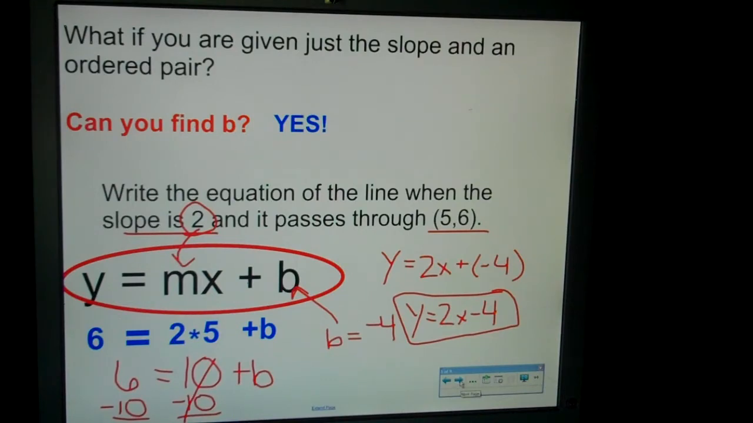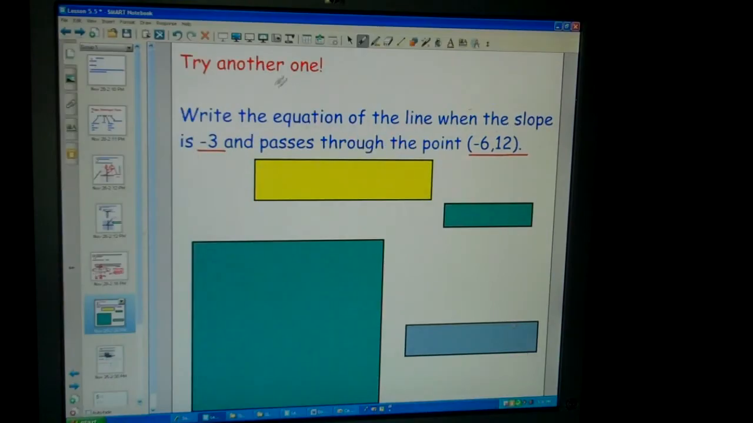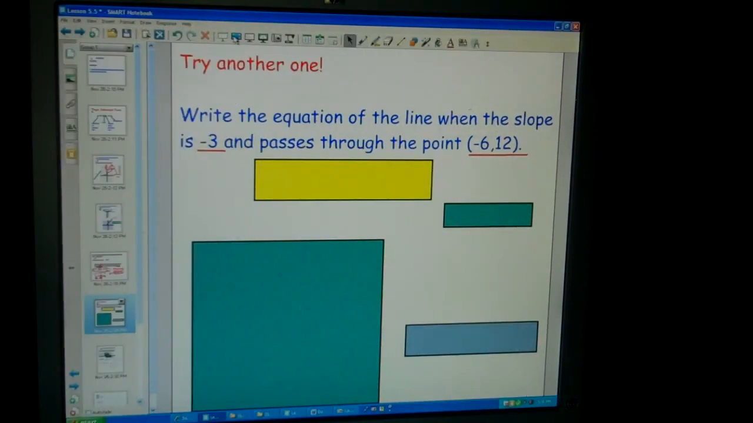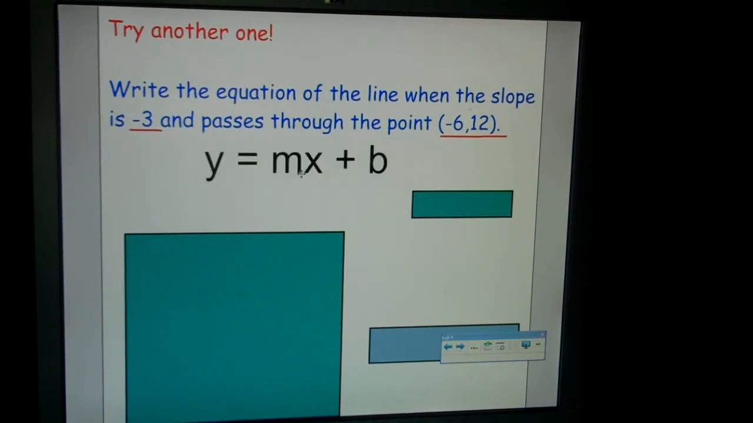We're going to do one more together. All right, here we go. Write the equation of the line when the slope is negative 3 and it passes through the point (negative 6, 12). All right, here, oops, hold on. I want to get this. There we go. Okay, first of all, which equation are we going to need? y equals mx plus b or the slope formula? Do you need to calculate slope? No, so we don't need that formula. We need y equals mx plus b.